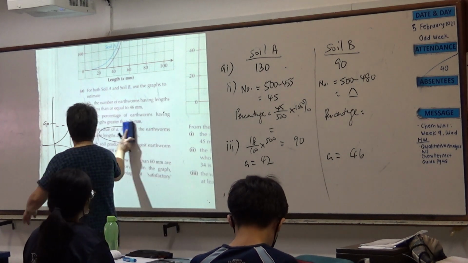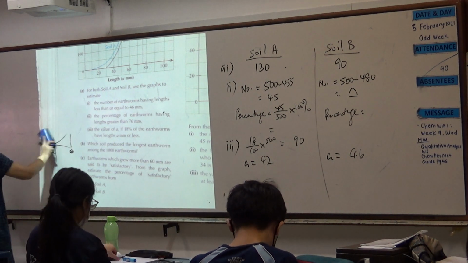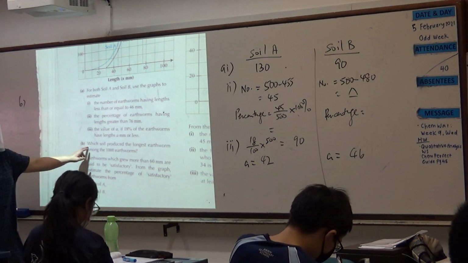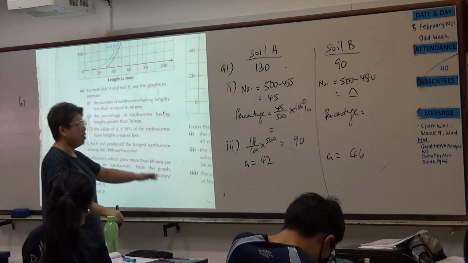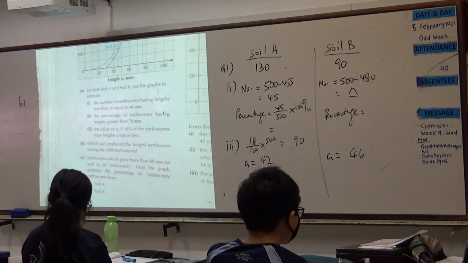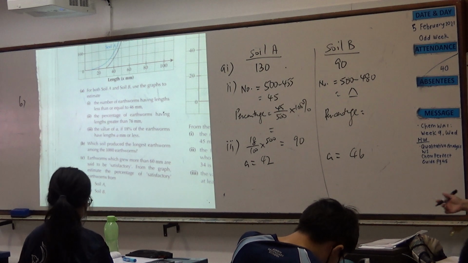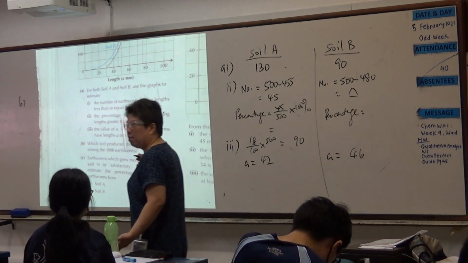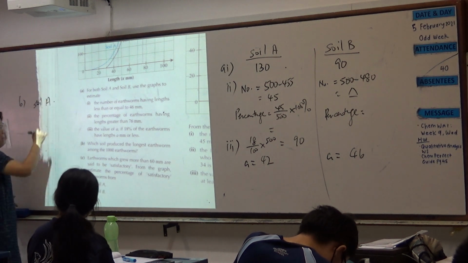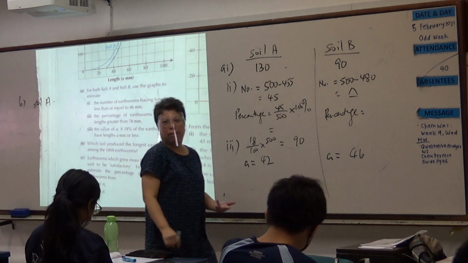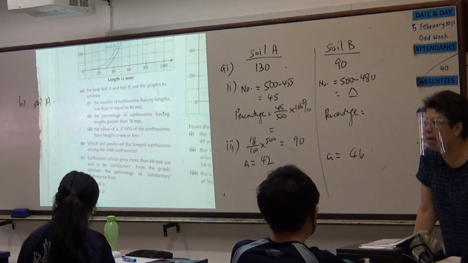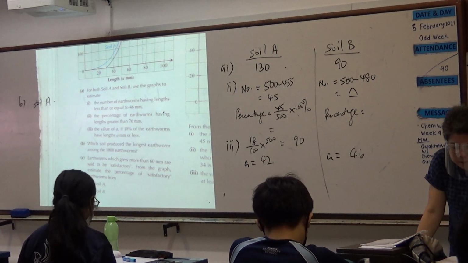This one, part B, is a tip of yours. If they ever come up in an exam, please go and solve. Which soil produces the longest earthworm? Soil A, lor. Am I right to say that? It's so obvious, right? If you put soil B, then something is wrong. Can everybody understand it's soil A? Everybody okay? Okay, soil A. Alright, good.